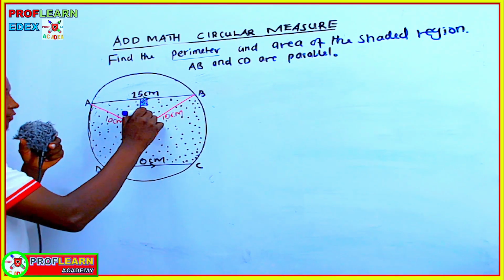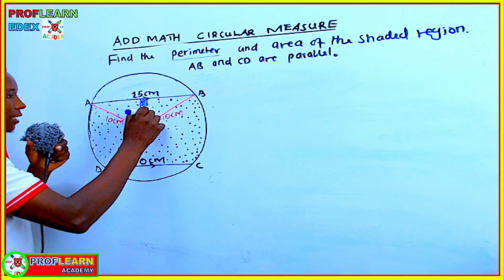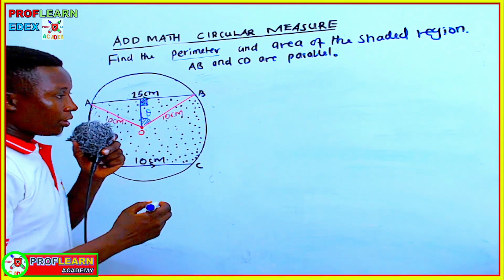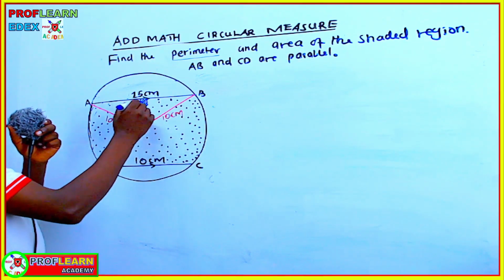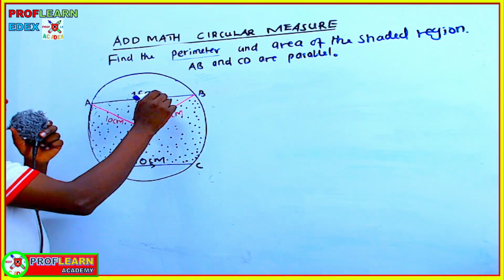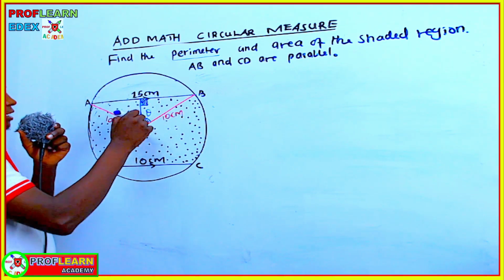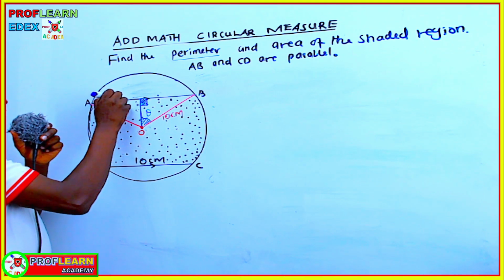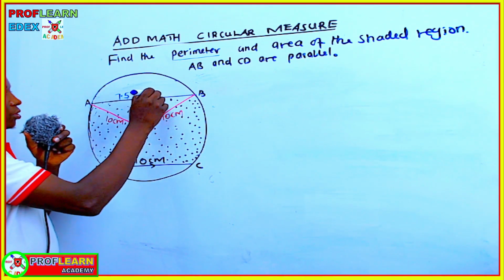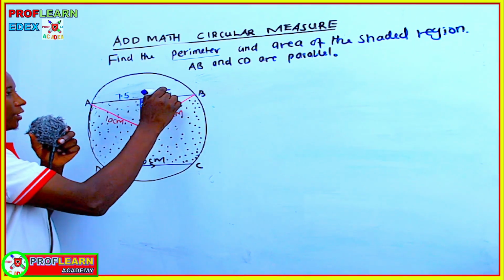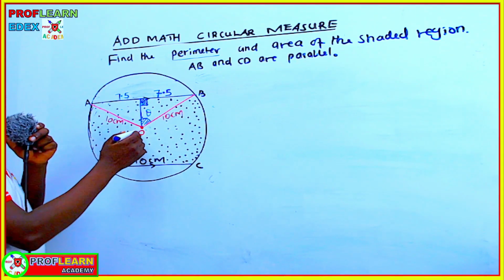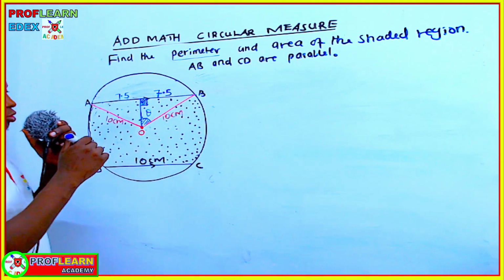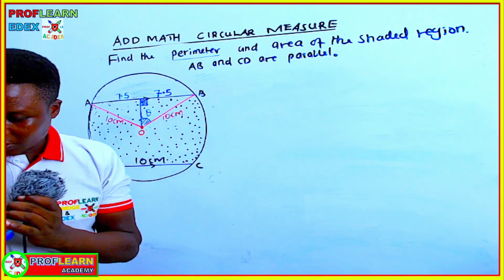So first, let's find this angle theta. Angle theta is going to be what? We have this 10, then if this is 15, the entire line from the center is going to subdivide this into two halves. This is going to be 7.5 and this is going to be 7.5, because a perpendicular line to the chord from the center of the circle is going to subdivide this chord AB into two equal halves.